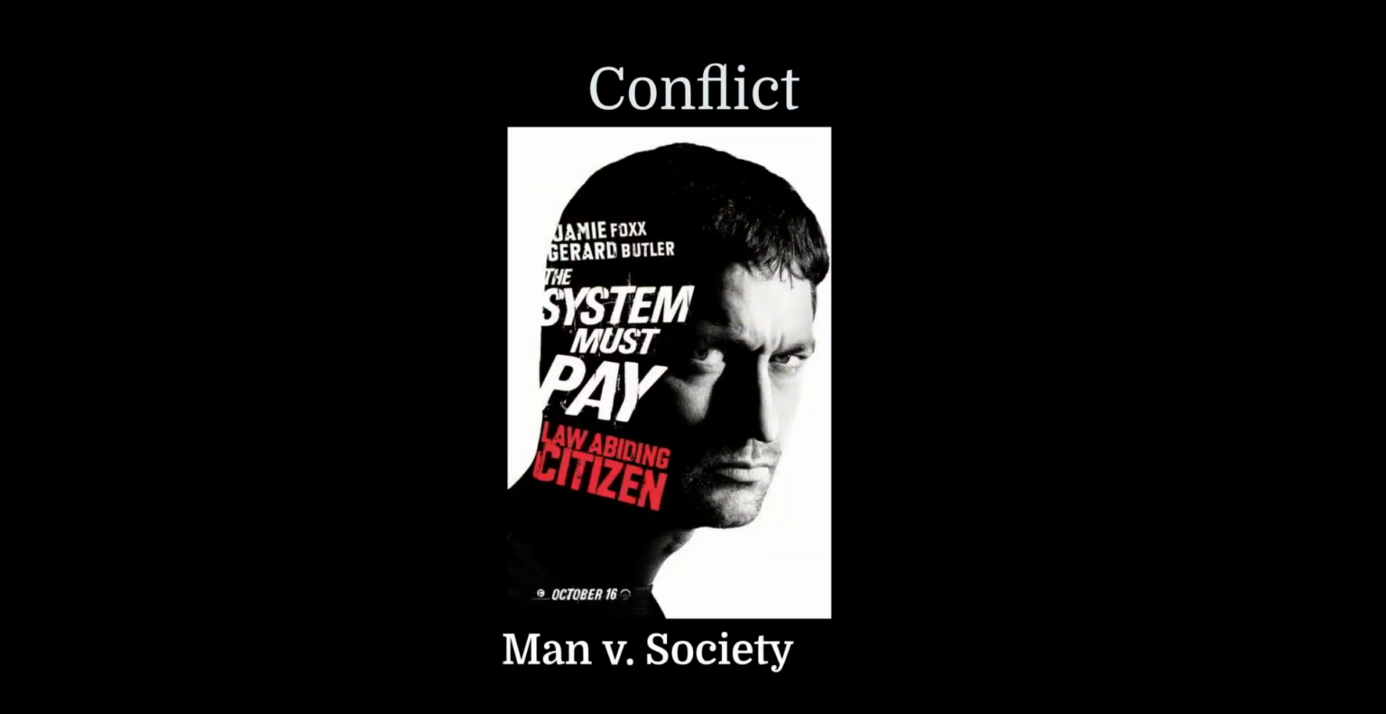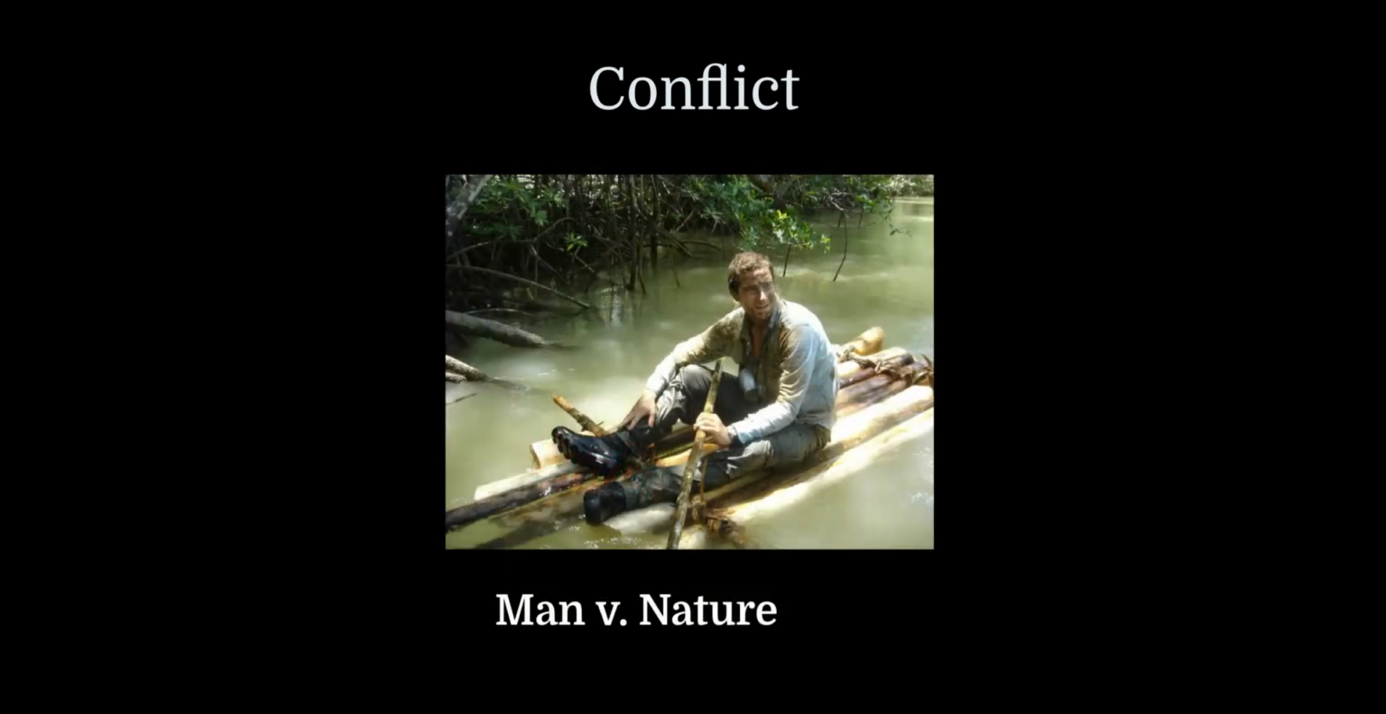Then we have man versus society. This can be a very external conflict where we have man fighting against an unjust society, or it could be internal where the man is fighting for his place in society and has to come to terms with something on the inside. Then there's man versus nature. We see this in a lot of different short stories, plays, movies, where man is fighting against nature itself.